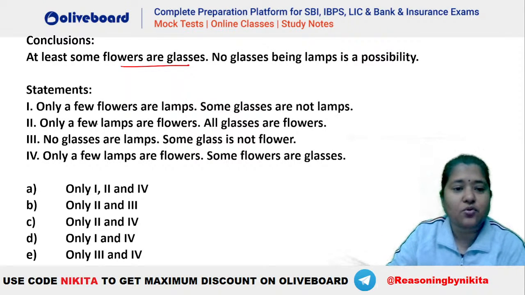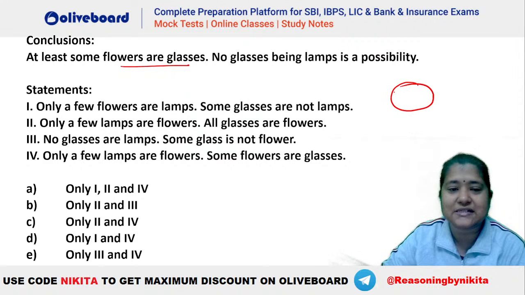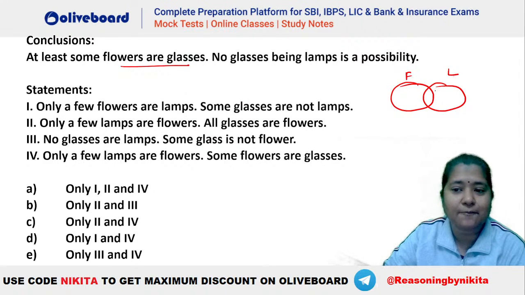So let's try out. Only a few flowers are lamp. Okay, only a few flowers are lamp. So you can see we will have something like this. Only a few flowers are lamp. Okay, so you can see this is the diagram. Then some glasses are not lamp. So some glasses, let's say this is your glass. So some glasses are not lamp.